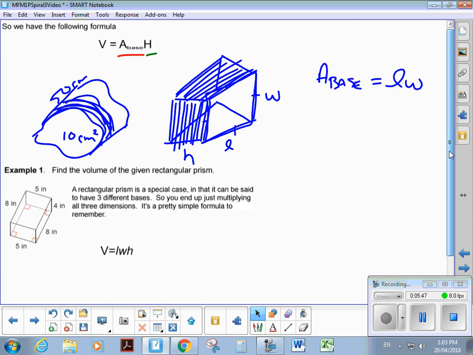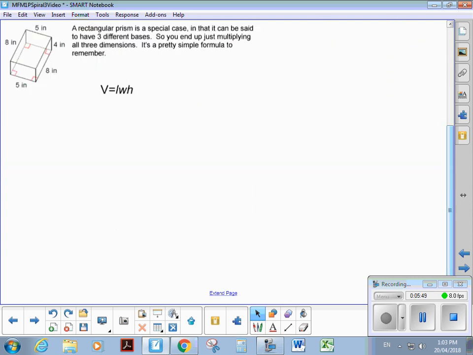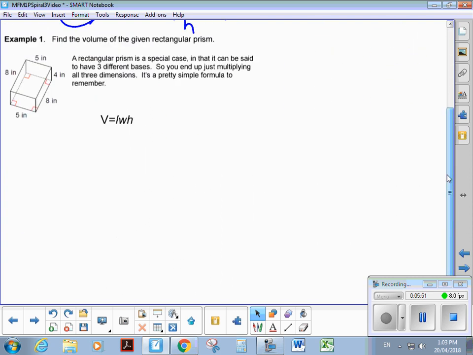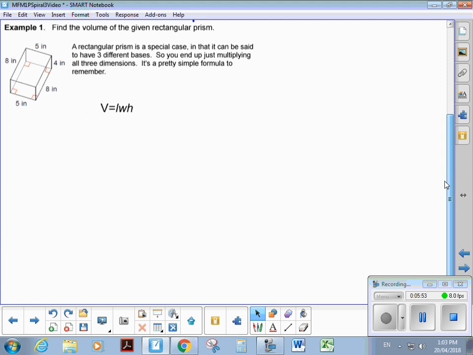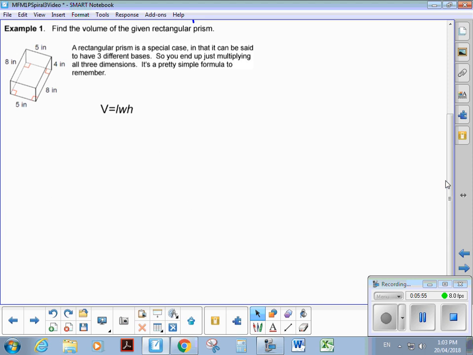So into some examples for you to work with. You will want your formula sheet. You want your formula sheet for the grade 9 EQAO. That's the one that you're going to get on tests. So you want to practice with it. So find the volume of a rectangular prism.